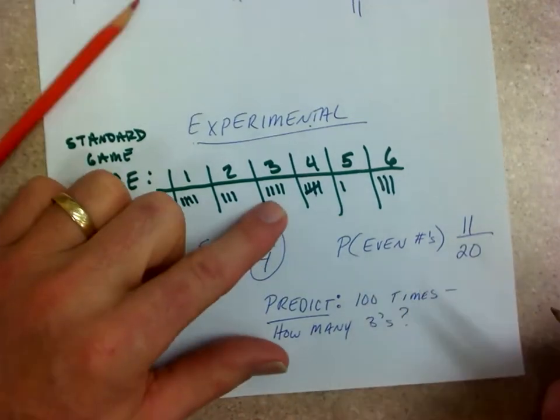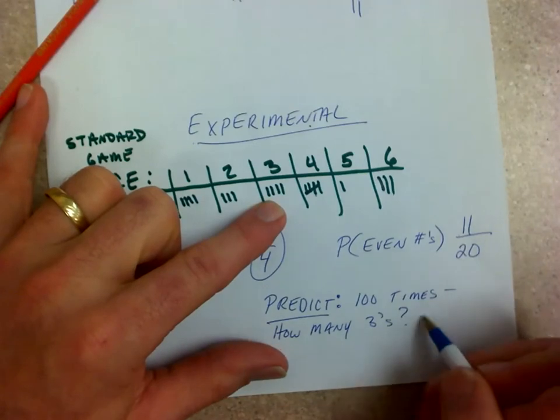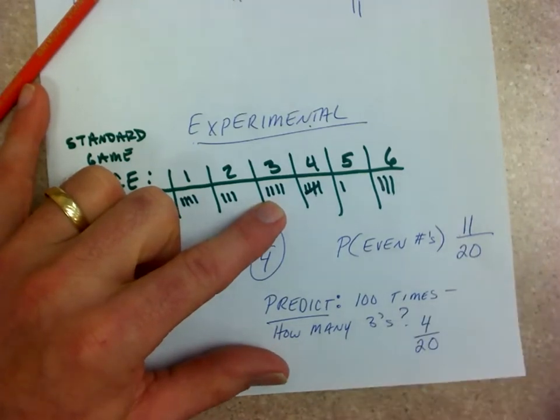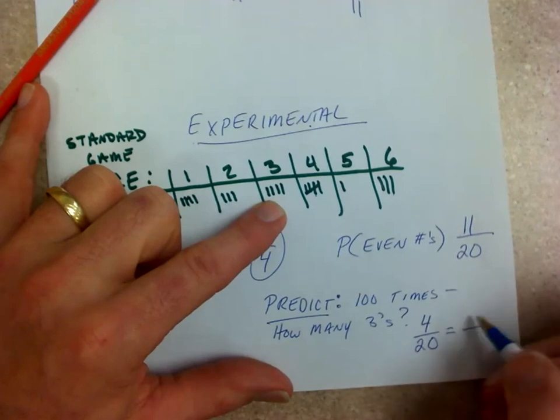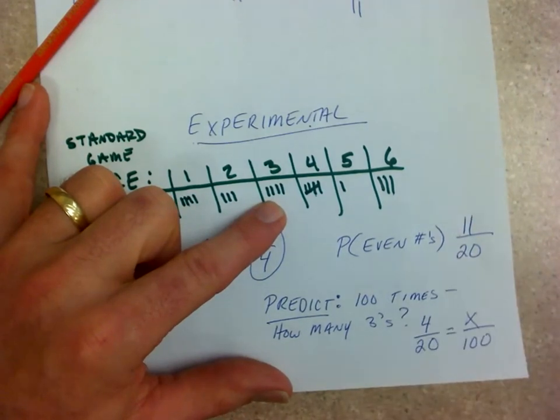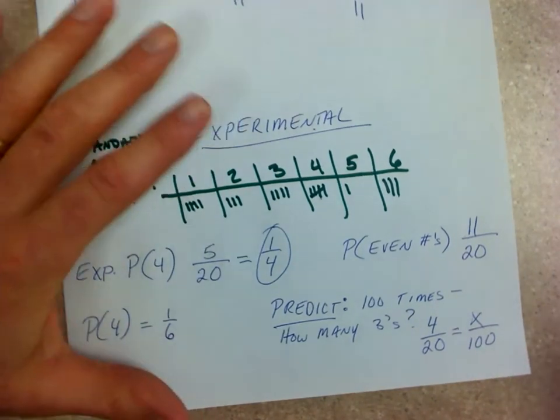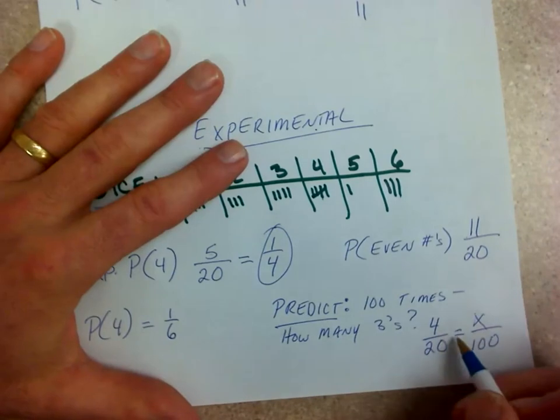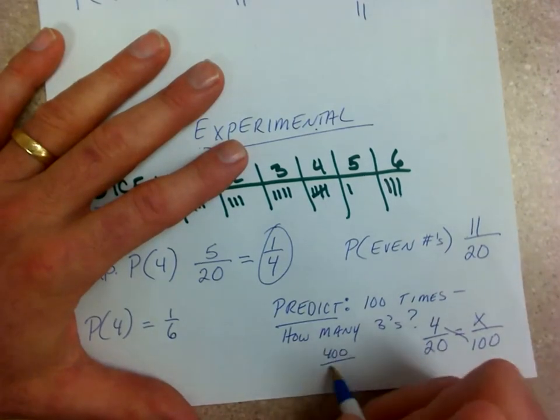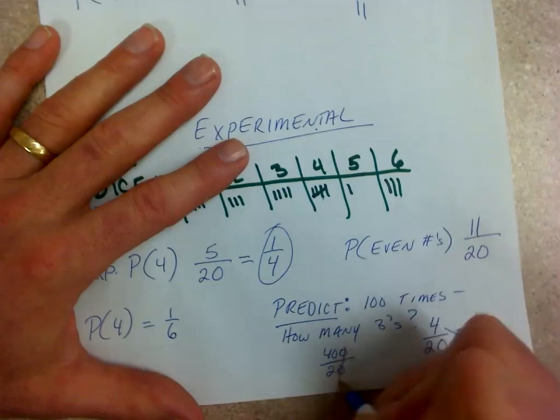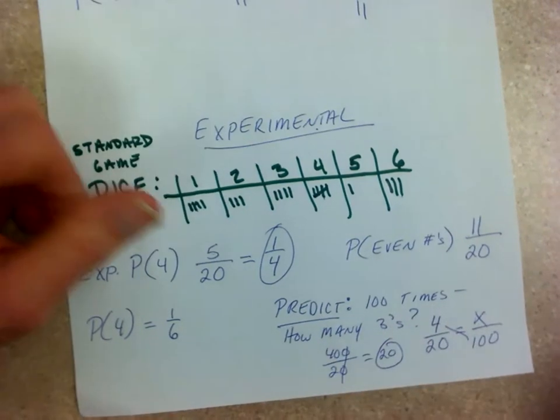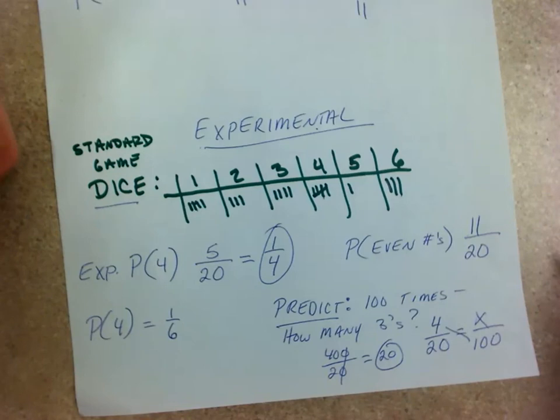Well, we know based on this particular experiment that we got 4 out of 20, and this question wants to know how many out of 100. That would be a nice way to make a good estimate, a good prediction. We can use our proportions here. So we've got 400 divided by 20. Based on these particular results, if we rolled 100 times, we should end up with about 20 3s.